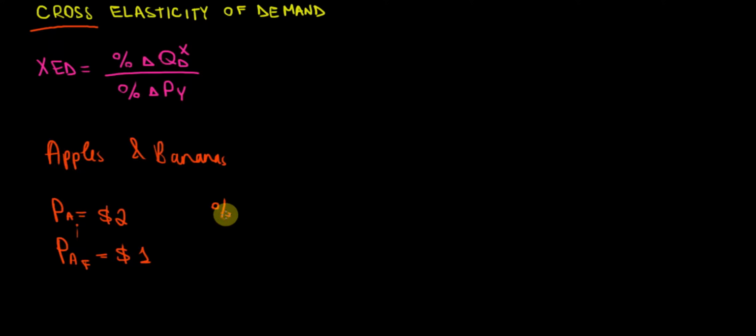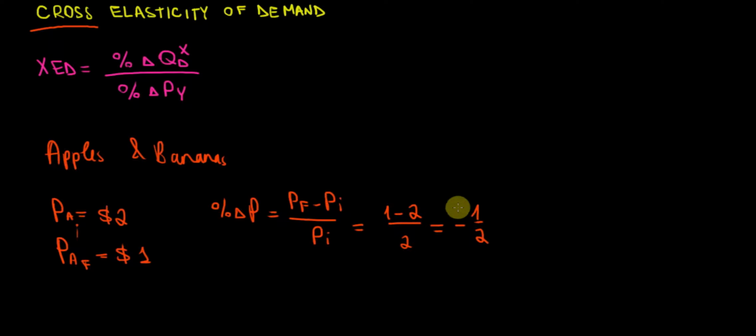So the percentage change in price of apples is equal to price final minus price initial over the price initial, which is $1 minus $2 over the initial price of $2, which becomes minus 1 over 2. I'll leave it as a fraction, because given my example, it will be easier for me to work with fractions. Minus 1 over 2 is going to be the percentage change in price. The negative sign shows that the price decreased.